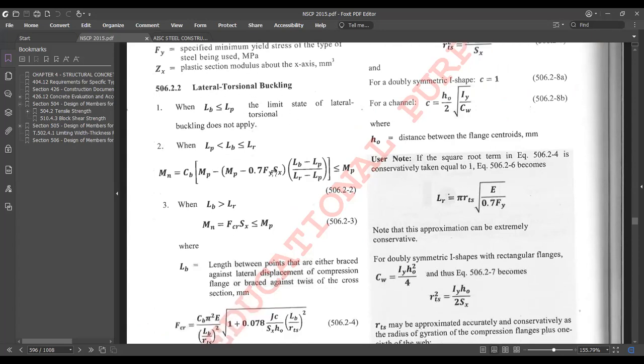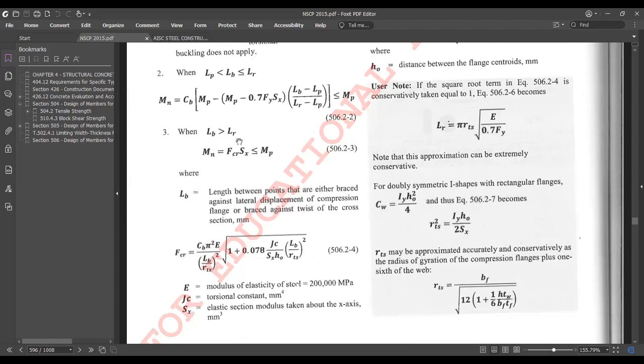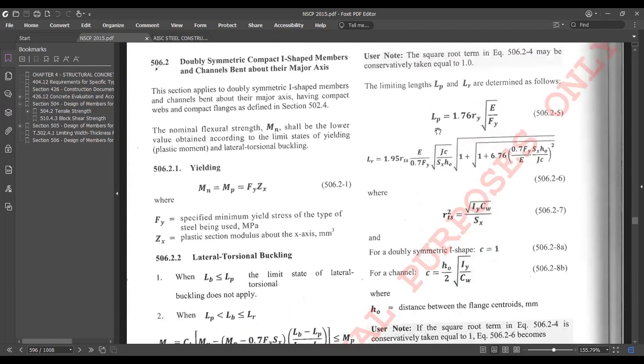Then when Lb is in between Lp and Lr, this is the formula we will use, which later we will have an example of how to use. And then, when Lb is greater than Lr, we also have this formula. Okay? These are the formulas for those respective values. And then for Lp and Lr, this is our formula, which later we will discuss one by one so we can better understand how to use the formula.